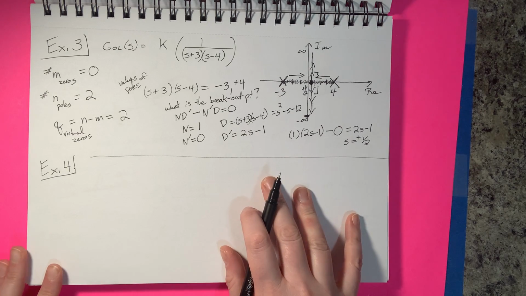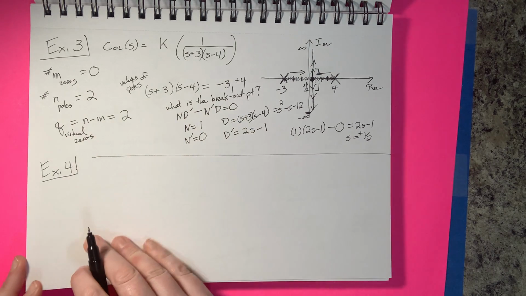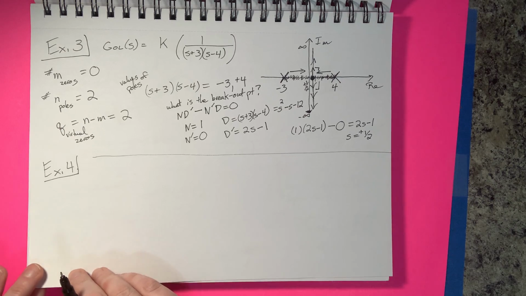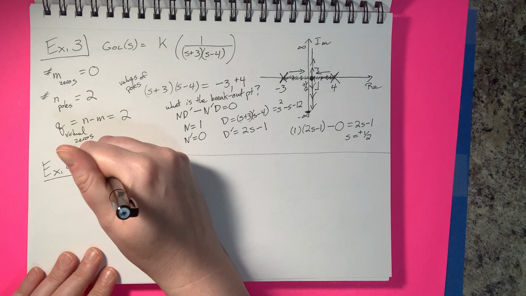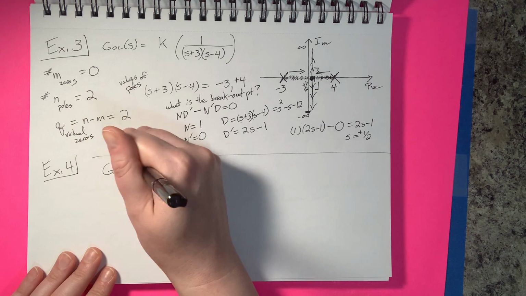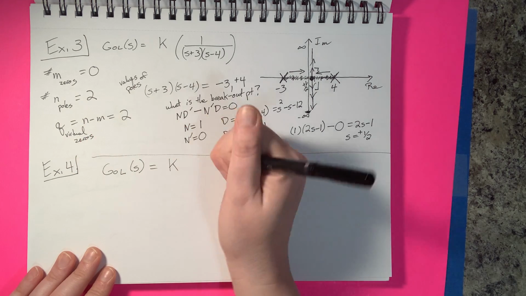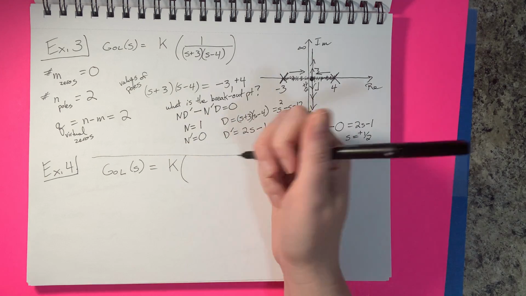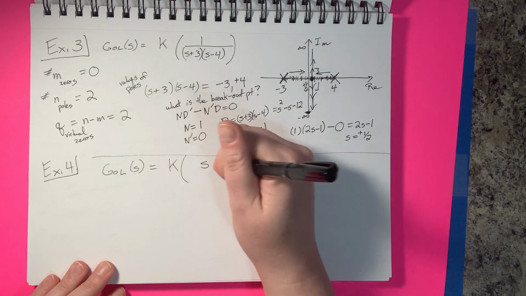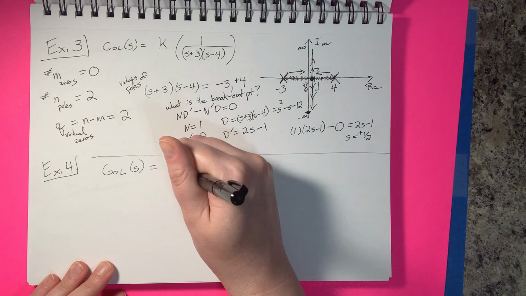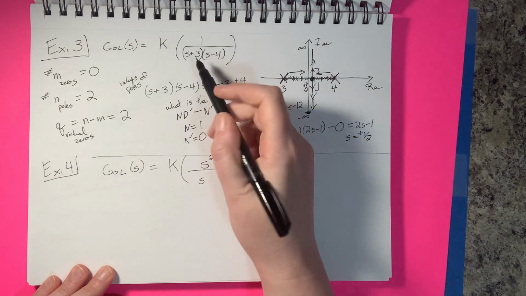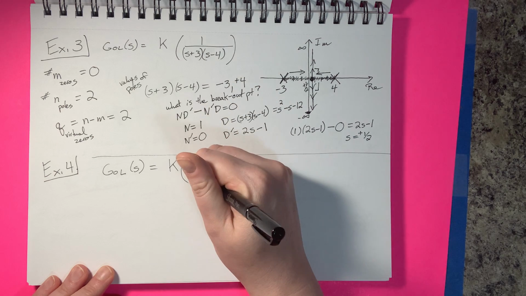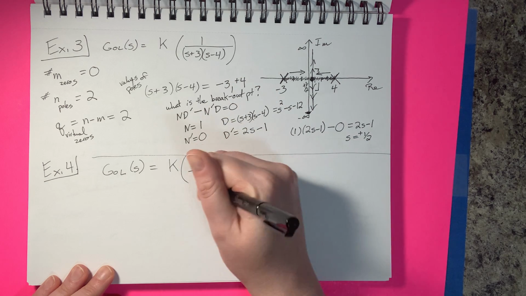Let's do example number 4. Okay, in this case, let's see what we've got here. Let's have a GOL of s equals K times, we'll do an s squared. We'll have 2 zeros in this case, and then we'll just keep the same denominator as before.